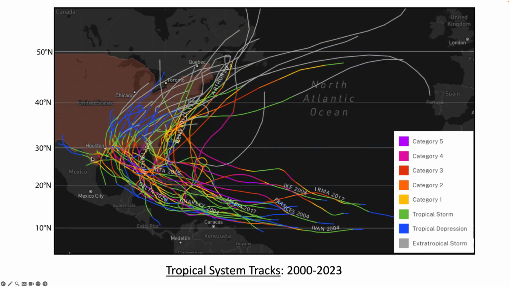Okay, this next slide shows tropical storm tracks between 2000 and 2023. And this is really a great image, by the way. It shows basically anything that was tropical in nature. And you can see this gray for extratropical storm. This basically is what we see after the hurricanes have made landfall and have taken on the characteristics of an extratropical cyclone.